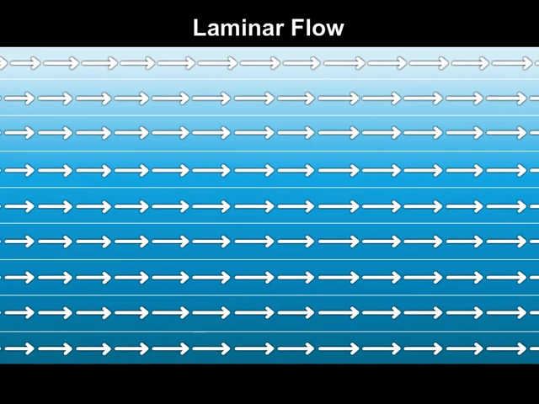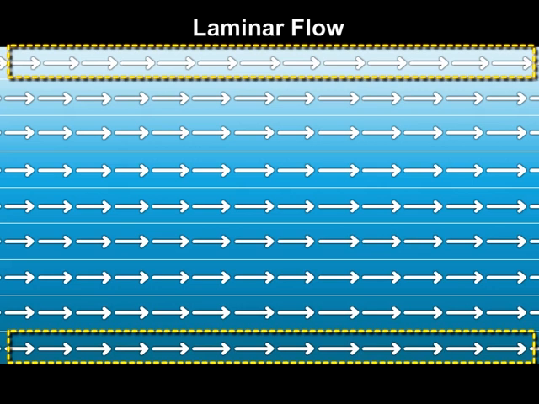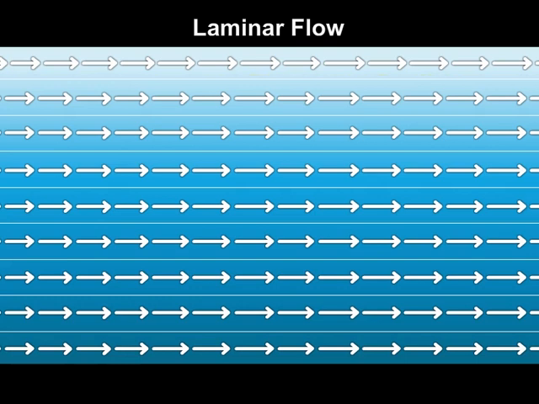Although all the molecules are moving in a straight line, the velocities of all the layers are different from each other. If the mean velocity of the flow is v, then the molecules at the center of the tube are moving at approximately 2v, while the molecules at the side of the tube are almost stationary. Thus, a flow in which the liquid moves in layers is called laminar flow, as shown in the figure.